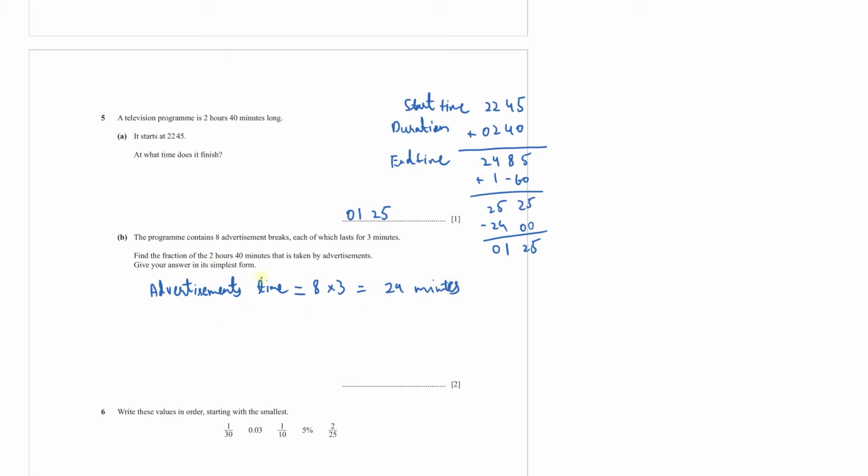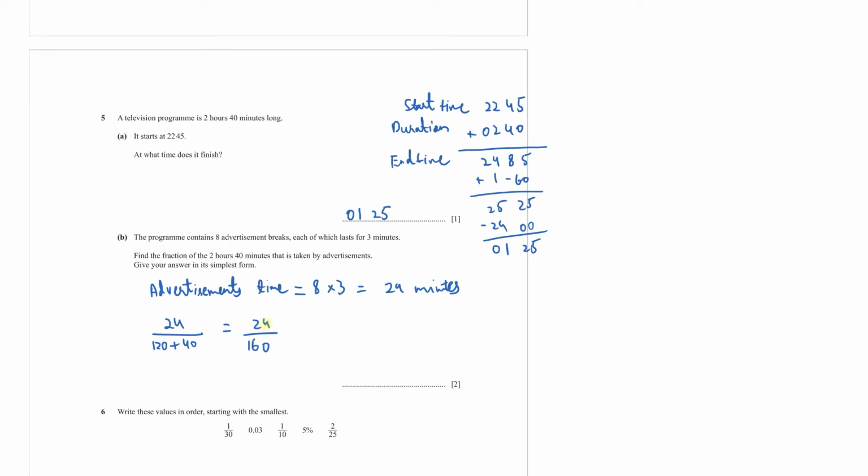So out of the 2 hours 40 minutes, you have 24 minutes that were taken by the advertisements. So the fraction will be 24 divided by 2 hours and 40 minutes in minutes. You have to convert these into minutes. So 2 hours is 120 plus 40. So 24 out of 160 minutes were taken by the advertisements. So the fraction is 24 over 160, but you have to write it in its simplest form.